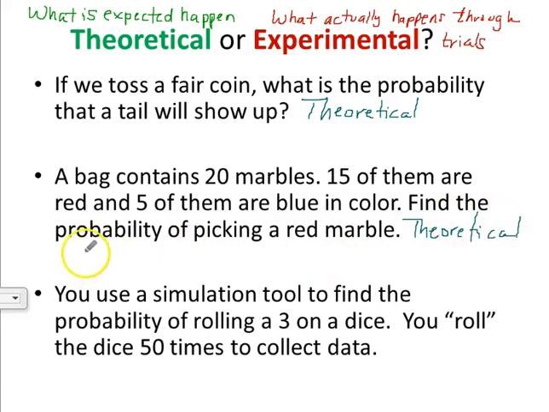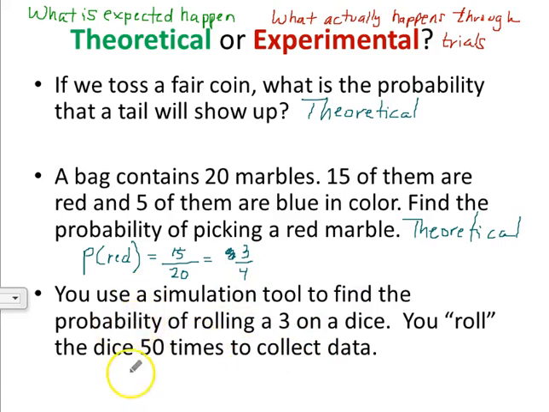And what would be the probability of picking a red marble? So 15 of them are red, so we have 15 different reds to choose from out of a total of 20. So that would be 15 out of 20. Or we could reduce that to what? Divide out a 5: 3 divided by 5, divided by 5, 3/4.